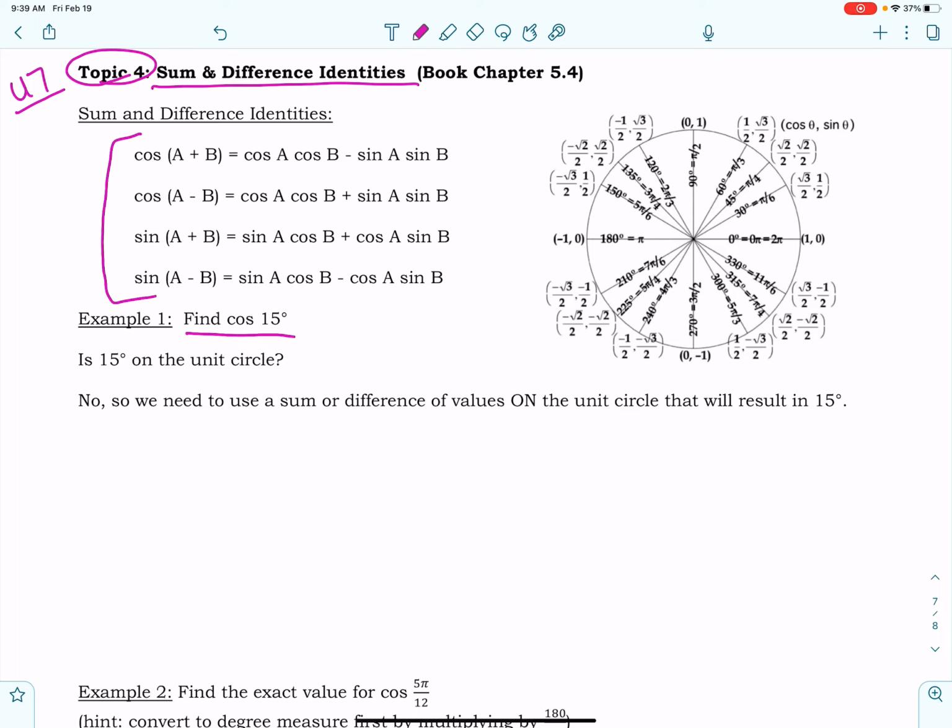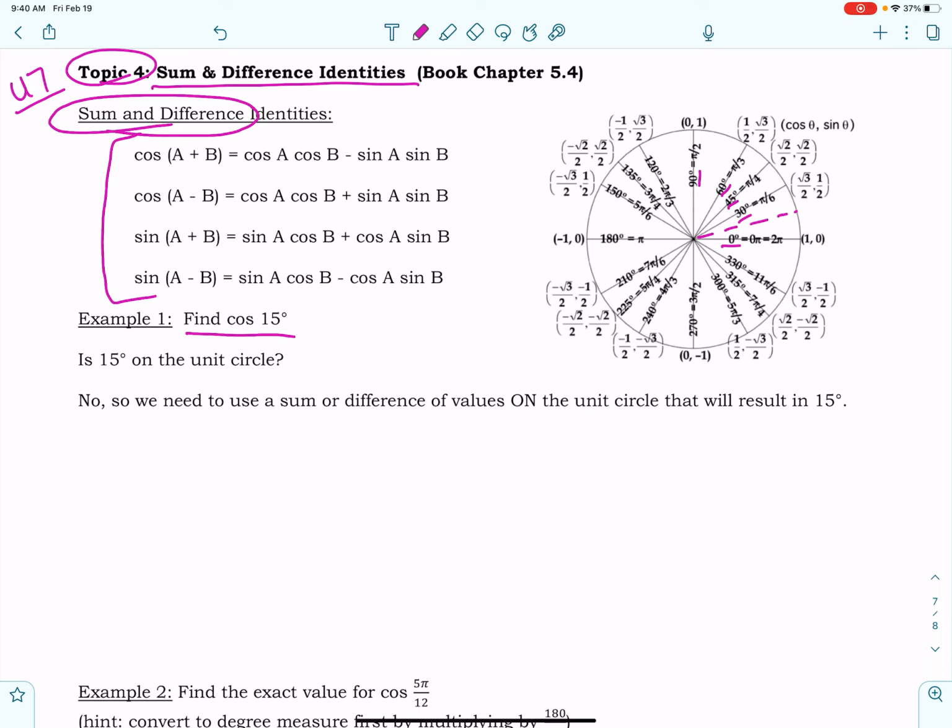Okay, so find cosine 15. Well, 15 degrees, if you'll notice, is not on the unit circle. If you look all the way around, all the way to 360, 15 degrees is not on there, because 15 degrees would occur right there. So what do we do with this? Well, that's where your sum and difference identities come in, because we have to use values on the unit circle in order to get this. So since 15 degrees is not on the unit circle, I need to use some values that do occur on the unit circle and either add them or subtract them, sum and difference identities, to get 15.